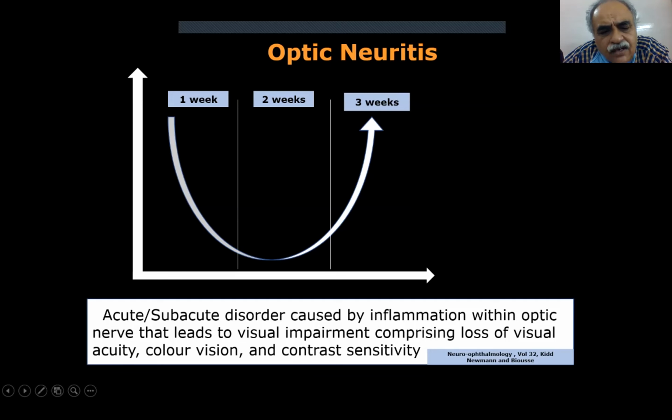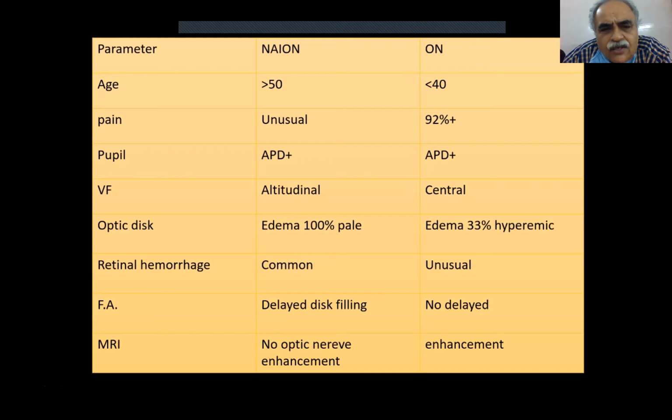If a patient goes beyond 2 weeks, loses vision and does not recover vision, it is not optic neuritis. It is optic neuropathy. There is a difference between an optic neuropathy and optic neuritis. Optic neuritis is one form of acute optic neuropathy, right? So how does one distinguish between ischemic optic neuropathy and optic neuritis?